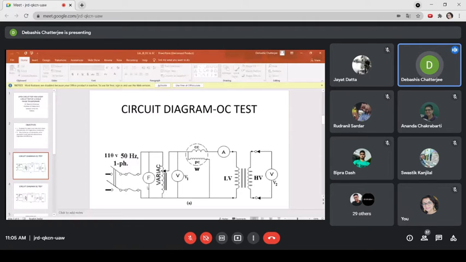And then the input voltage, this is a voltmeter, and we have the input power, the wattmeter, and the input current meter.